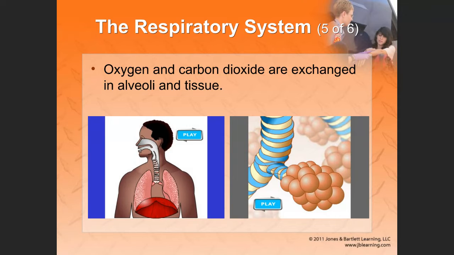So there's something that is referred to as pulmonary respiration, where the term pulmonary means lungs. So that's the exchange of oxygen and carbon dioxide within the lungs or the alveoli. And we have what is referred to as cellular respiration. And that's the exchange of oxygen and carbon dioxide within the cells of the tissues.